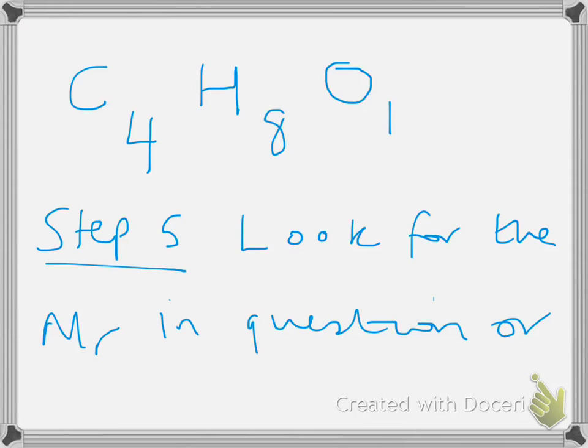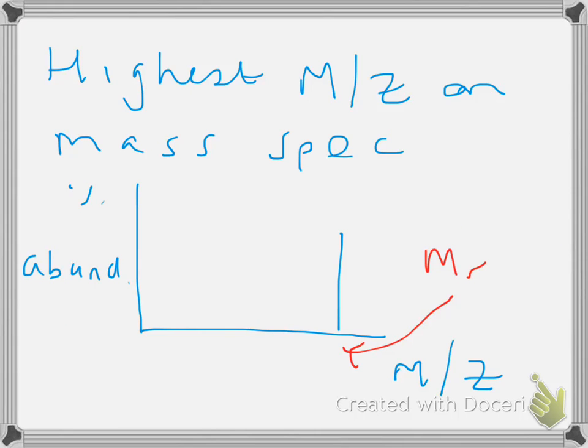The next thing to check is whether your empirical formula is exactly the same as the molecular formula, or whether the molecular formula is a whole number multiple of the empirical formula. We have to look for the MR in the question, or sometimes it's given on a mass spec, where you look for the highest MZ value, which is always over the far side on the right. So on this very quickly drawn mass spectrum, you can see that the line with the highest MZ is equivalent to the MR.